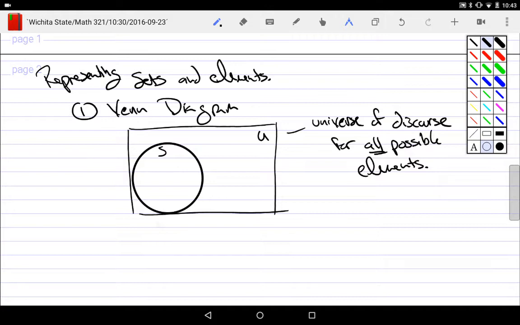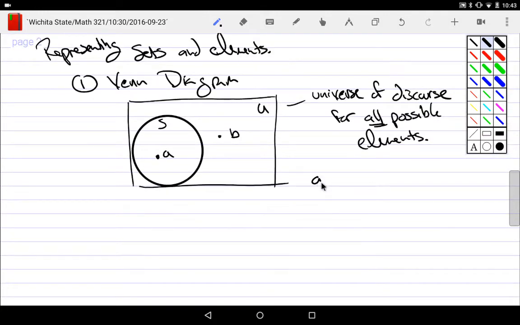So sets are normally represented by circles. And then elements are normally written as dots. So if I look at this particular thing, I could notice that A is an element of S, but B is not an element of S. And S is a set.